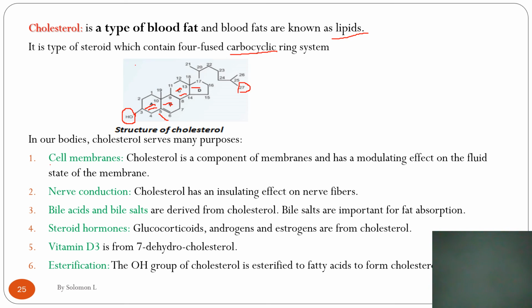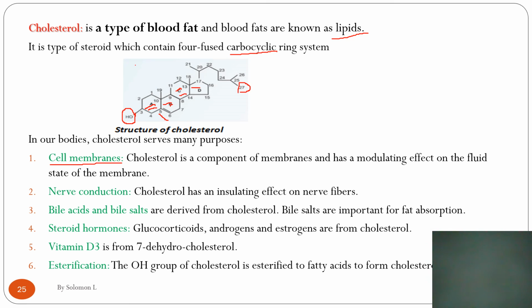For example, it is a component or part of the cell membrane. The fluidity of the cell membrane is determined by cholesterol. When the amount of cholesterol increases in the cell membrane, the fluidity of the cell membrane decreases. But when the amount of cholesterol decreases in the cell membrane, the fluidity increases. So the fluidity of the cell membrane is determined by the concentration of cholesterol.